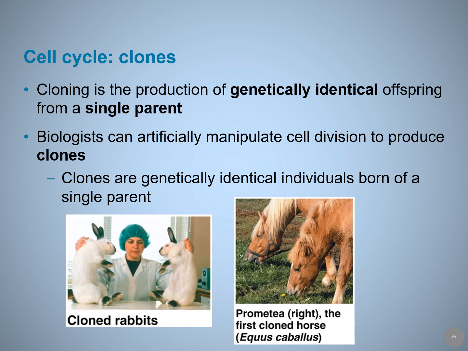So clones, as you can see down below, there are the cloned rabbits as well as the cloned horses on the right, meaning the sequence of their DNA is the exact same as the organism that it was copied from. And this can be an advantage, but it can also be a huge disadvantage.